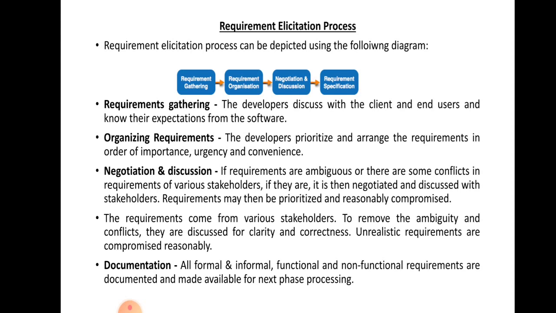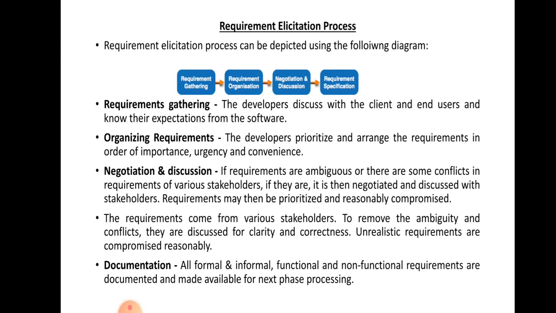Here all formal and informal requirements, which means functional and non-functional requirements, are documented, which means specified, and may be made available for the next phase of processing steps. So these are the 4 steps to be executed in the requirement elicitation process. First the requirements are gathered, and then organized, which means the requirements are arranged in a particular order. After that, the requirements are discussed.